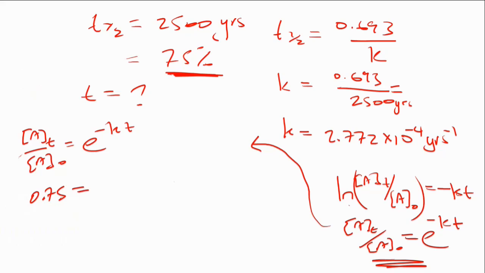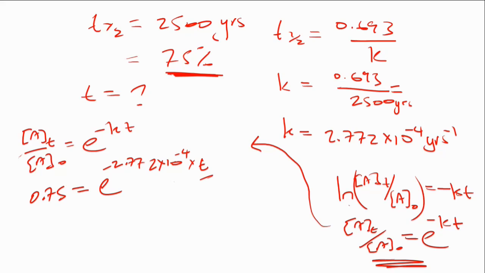Here we go. I calculated the rate constant earlier. So it's e to the minus 2.772 times 10 to the minus 4 times t. We don't know what t is. That is the age. Okay, no problem.